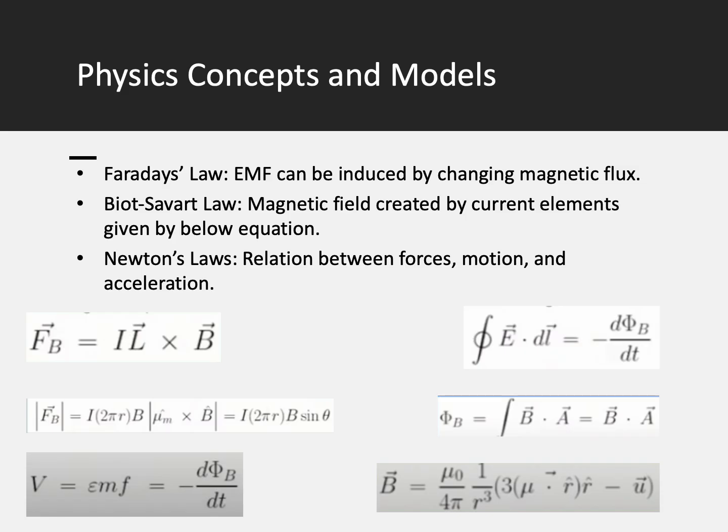There are some key concepts and physics principles that we need to proceed, starting with Faraday's law, which says that an EMF can be produced by changes in magnetic flux. The Biot-Savart law says that a magnetic field created by current elements is given below by the equation, which is just the integral over a path loop of E times dl. And Newton's law relates the forces and how they add up when factoring in forces like gravity, but that is something from Physics 1.